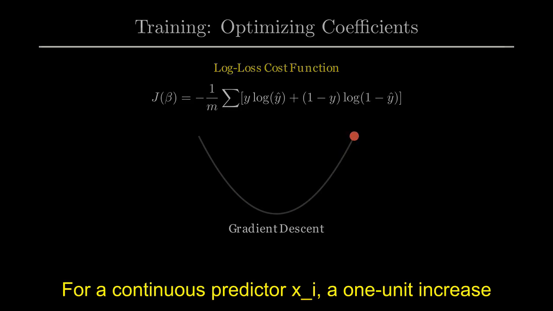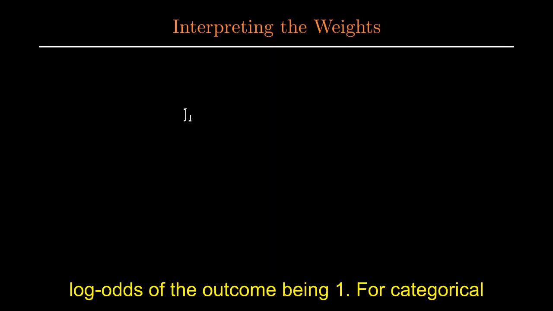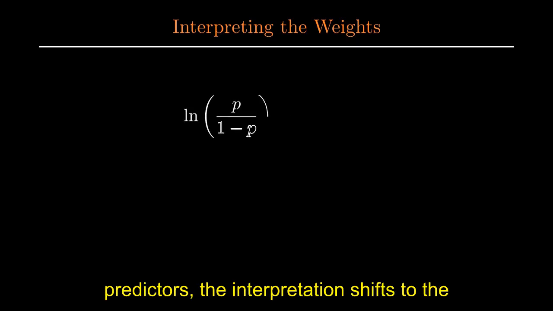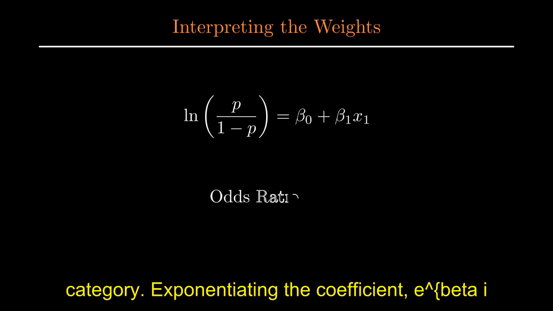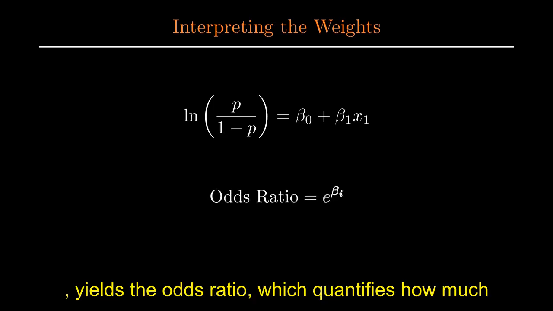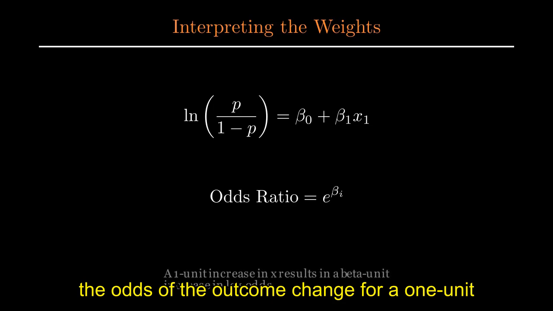For a continuous predictor x_i, a 1-unit increase in x_i is associated with a beta_i increase in the log odds of the outcome being 1. For categorical predictors, the interpretation shifts to the difference in log odds compared to a reference category. Exponentiating the coefficient, beta_i, yields the odds ratio, which quantifies how much the odds of the outcome change for a 1-unit increase in the predictor.